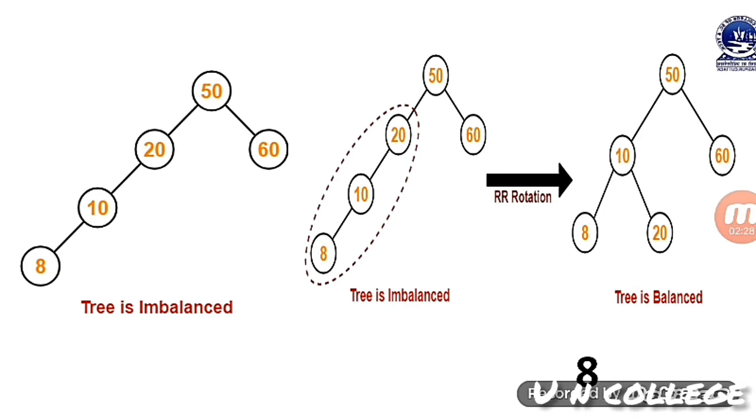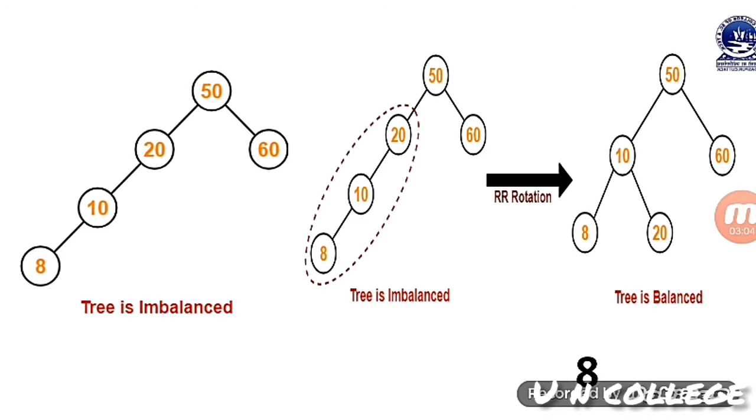And here what we will do is use right rotation, as we have added one extra node on the left side. That's why we just use right rotation, and now the tree will be 10 as the parent, 8 as the left child and 20 as the right child. Now the tree is balanced. You can see here the balancing factor of 8 is 0, of 20 is 0, and of 10 is also 0.